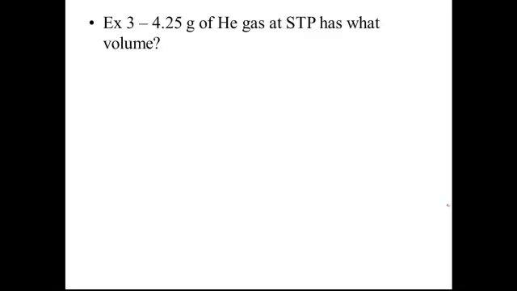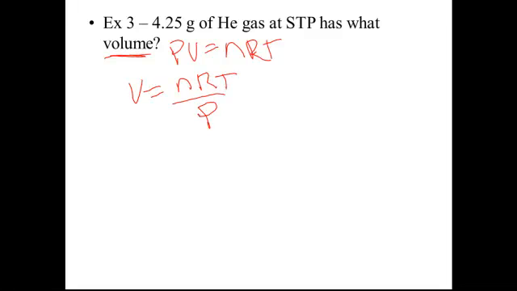PV equals nRT. This question is asking us for the volume. So volume equals nRT over P. So our number of moles, again, we've got this same problem where we've got grams, but we need to have it in moles. So a shorter way to do this might be to just go 4.25 divided by the molar mass of helium, which is 4. So that gets us our moles. And then R, I'm going to run out of room, so I'm not going to write all my units in here.